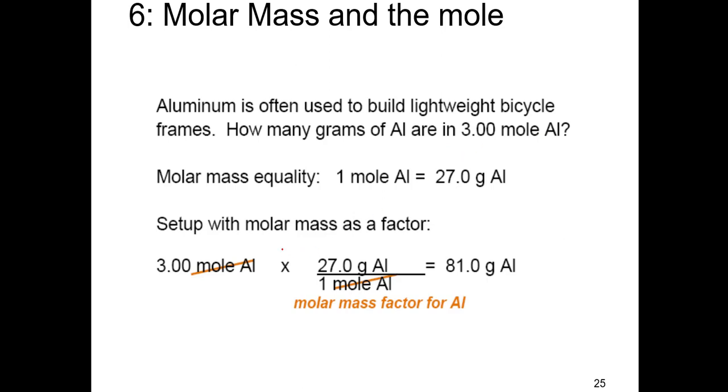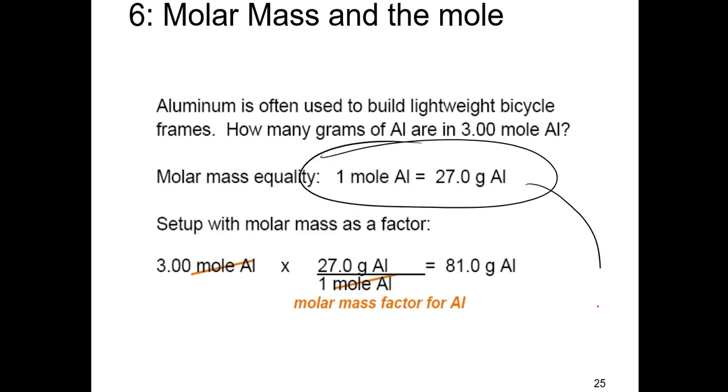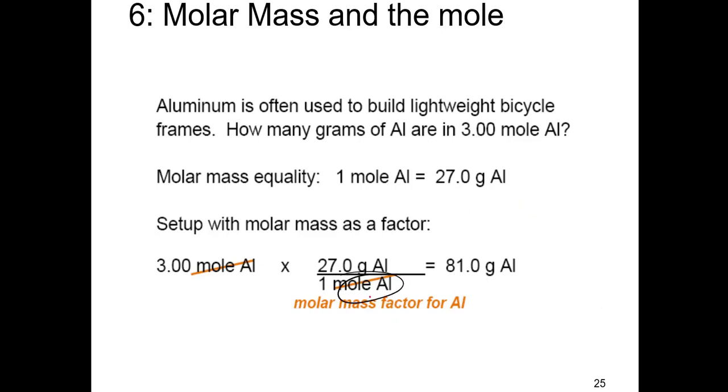So in this case, I'm starting off with 3 moles of aluminum. Starting value is always measured. There's 3 sig figs. And then I'm going to go ahead and turn my molar mass equality into a conversion factor. Notice the 1 mole of aluminum has to go on bottom, so that way it cross-cancels, leaving grams on top.